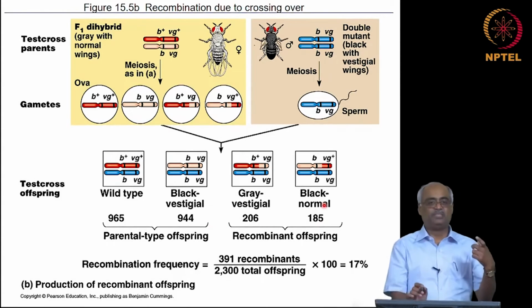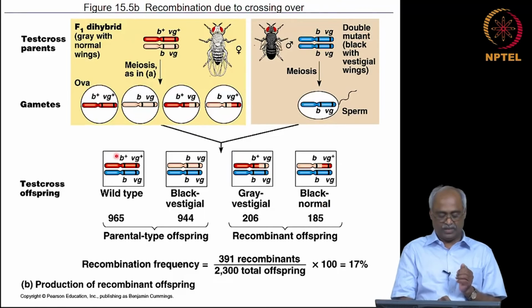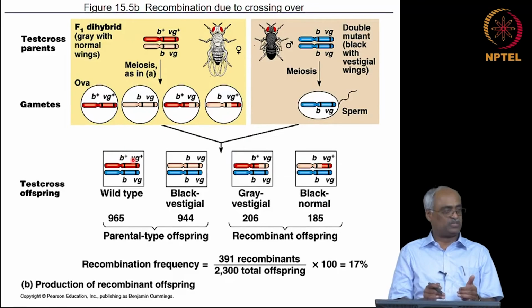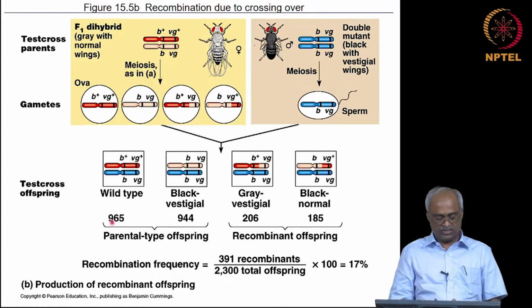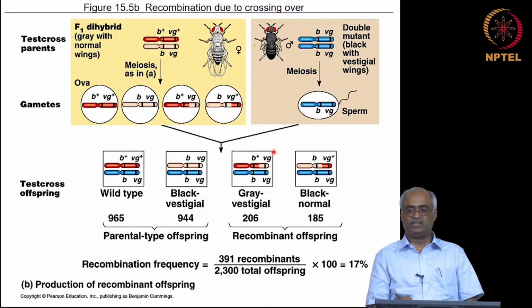So, in most of them the swapping did not happen between the P and VG loci, and as a result most of them ended up being parental, resembling either one of the 2 parents. In some of them where that crossover or recombination happened, you ended up having recombinant offspring, okay.